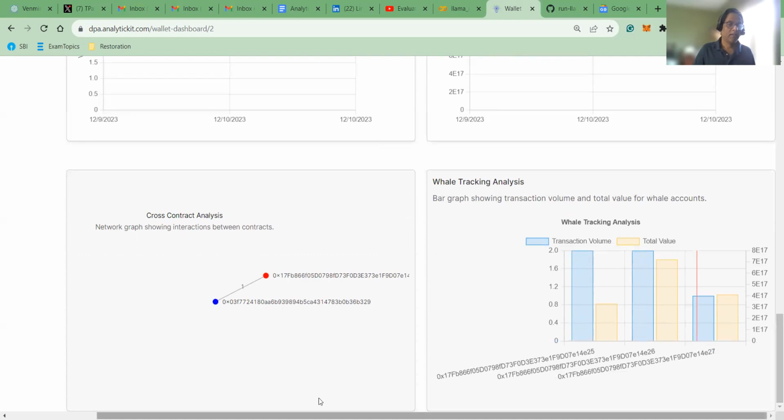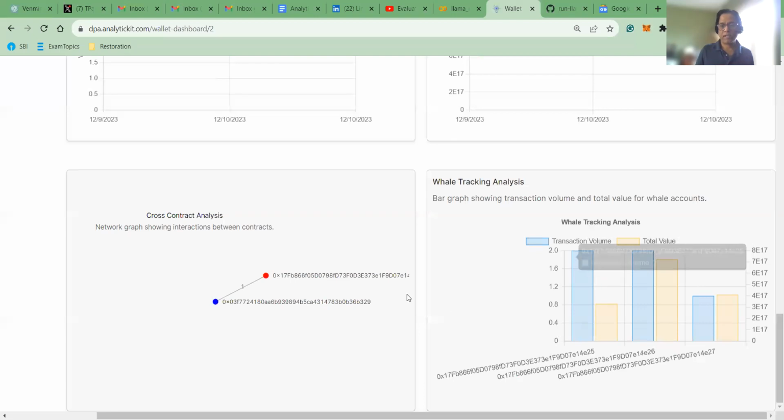Okay, and then the other one is the cross contract analysis. This one shows how your user's public wallet address interacted with the other contracts, and it also tells the volume and value transferred between those contracts. In this case, we not only use the transactions that happened between your customer's public wallet address and the contract address, we also see the token transfers. We consider the token transfers and display them on this graph.